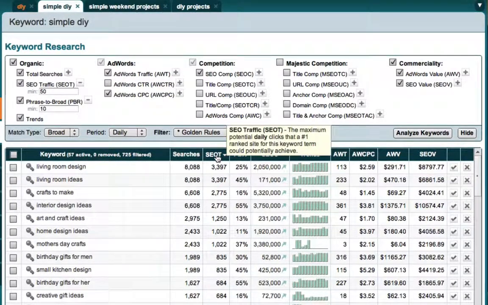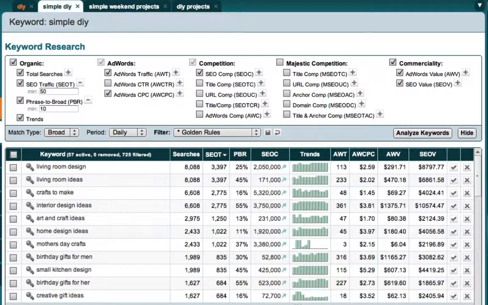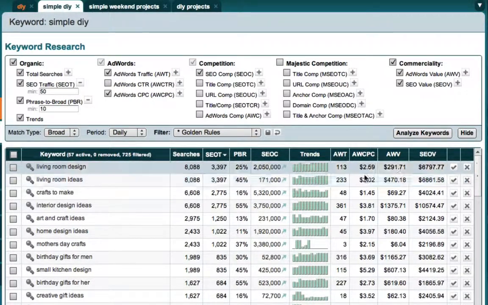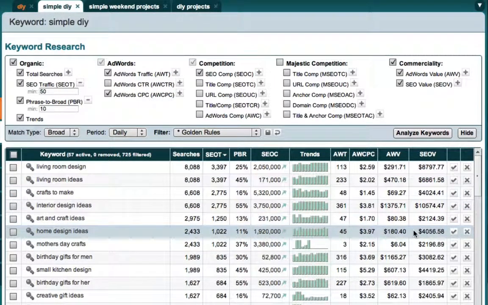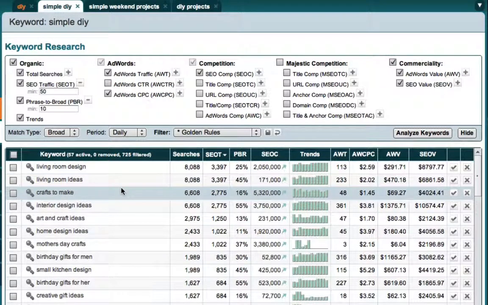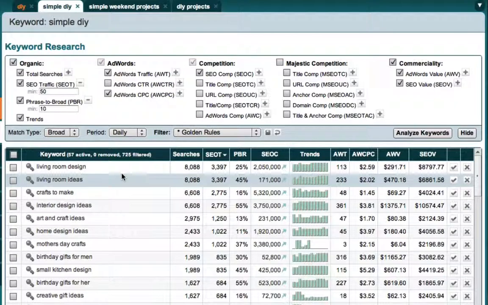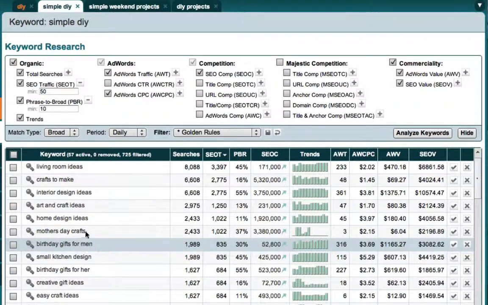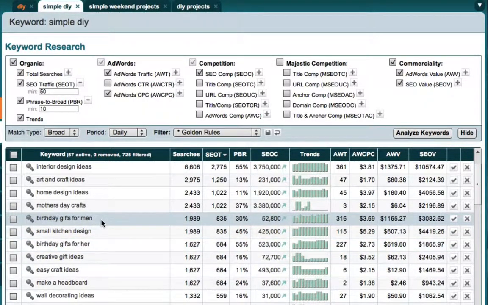Now I go to SEO traffic, and I make sure that it's from the biggest to the smallest. Then I go down here and look at the same thing, SEO traffic and PPR ratios and stuff. I really don't look at the money here, guys. At this point, it's too early in the game for that. I'm looking for the ideal audience. So I'm looking here at the keywords: living room designs, crafts and make, interior designs, arts and crafts, home designs, Mother's Day, birthday gifts, small kitchen design.